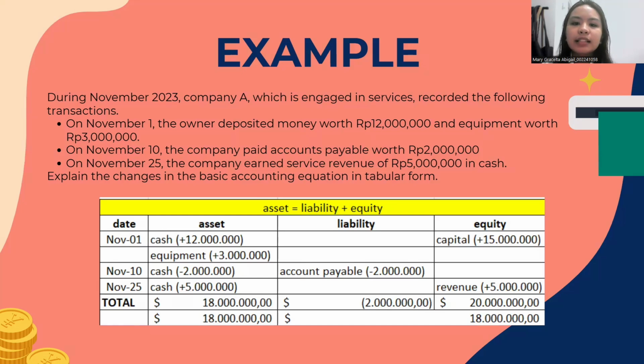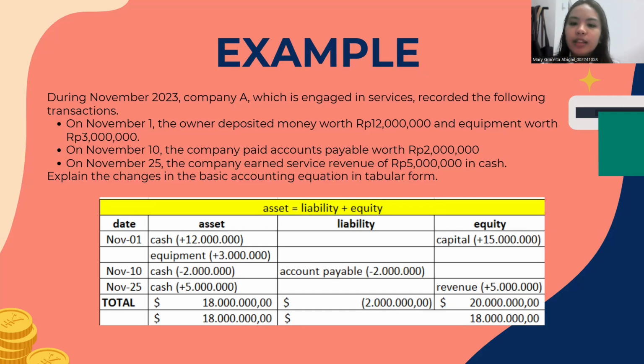Now let's discuss the example problems. During November 2023, Company A, which is engaged in services, recorded the following transactions. On November 1, the owner deposited money worth 12 millions and equipment worth 3 millions. On November 10, the company paid accounts payable worth 2 millions. On November 25, the company earned service revenue of 5 millions in cash. Explain the changes in the basic accounting equation in tabular form.